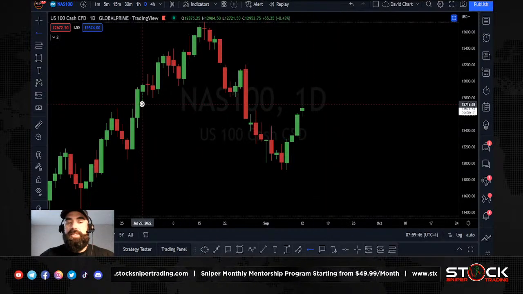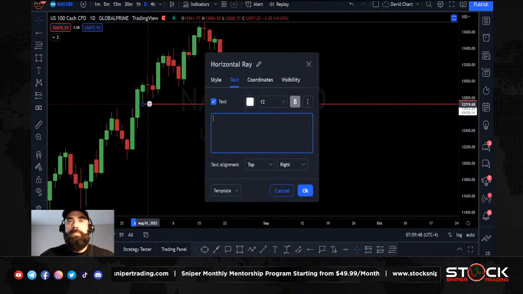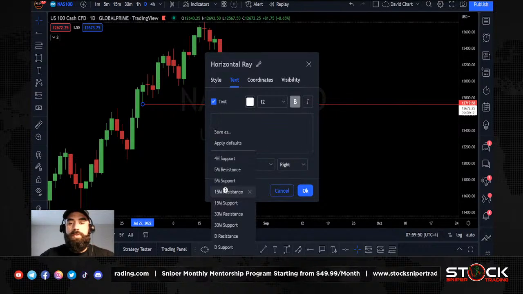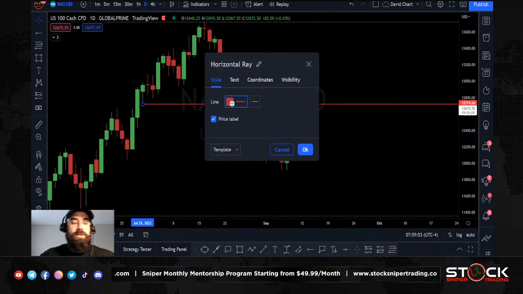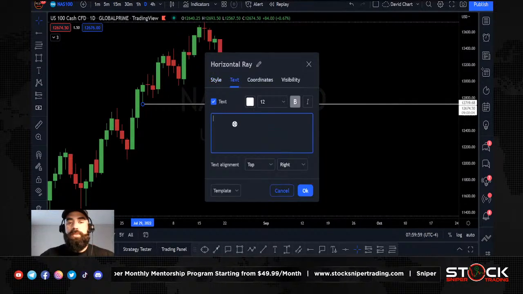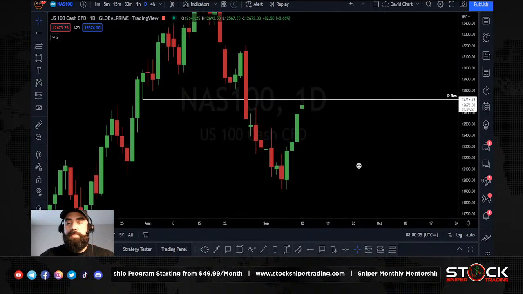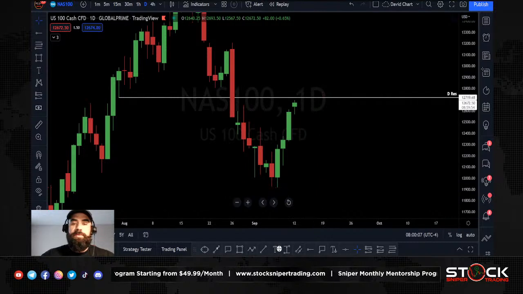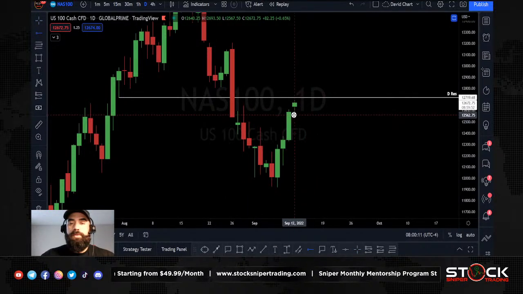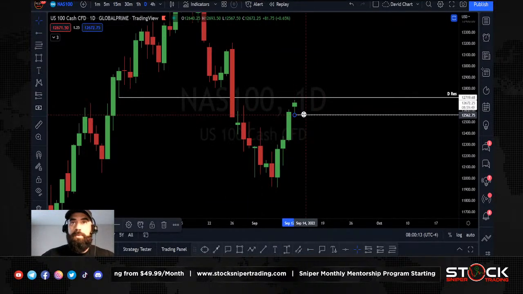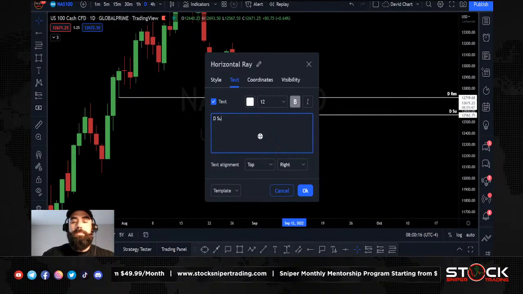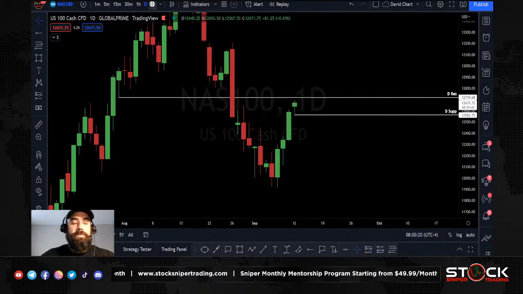So I'm going to look to this level right over here, guys. Switch this up. Just make that white. Go, our daily resistance here. Going to find some daily support just below here, guys. Daily support. And we're going to take a peek at the 4-hour here.